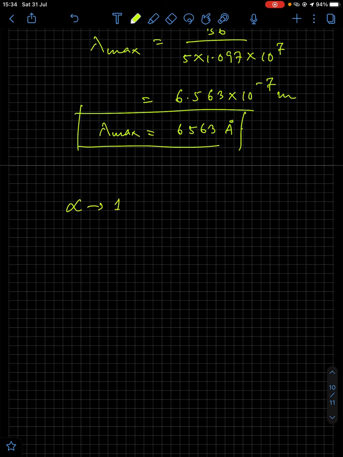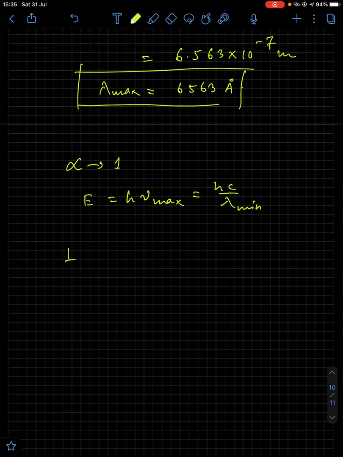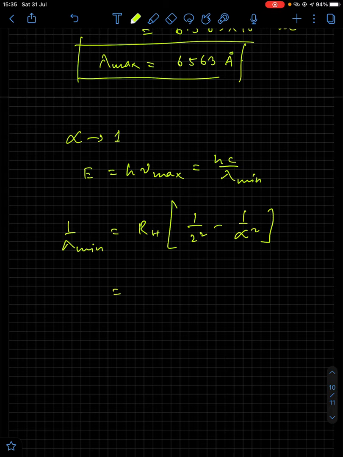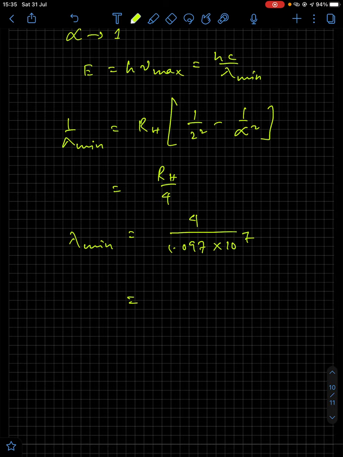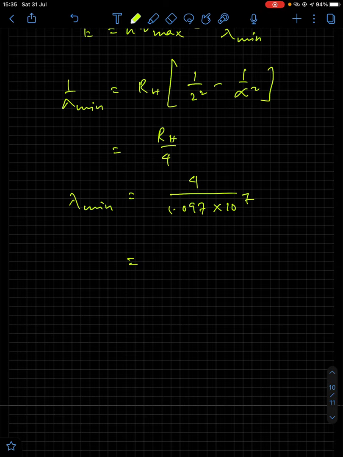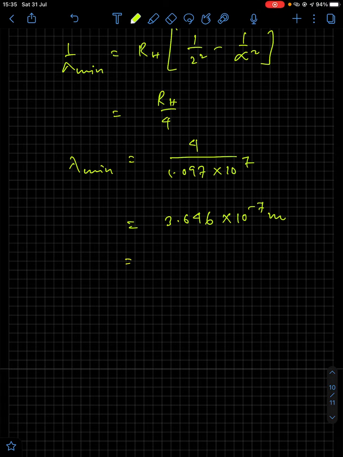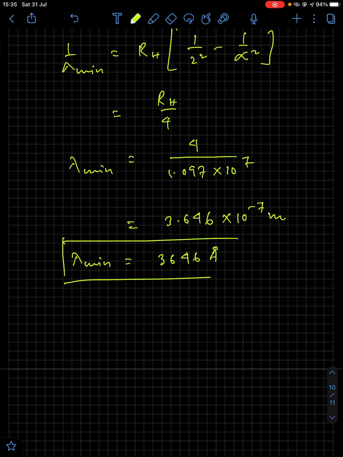Now for minimum, like infinity to 2 transition, the photon emitted will have maximum energy, and that is hc by lambda minimum. So 1 by lambda minimum is equal to RH 1 by 2 square minus 1 by infinity square. So that is equal to RH divided by 4. So lambda minimum is equal to 4 divided by 1.097 into 10 to the power 7. So 4 divided by 1.097 will get you 3.646 into 10 to the power minus 7 meter. So that is 3646 into 10 to the power minus 10 meter, that is angstrom. So lambda minimum value is this.